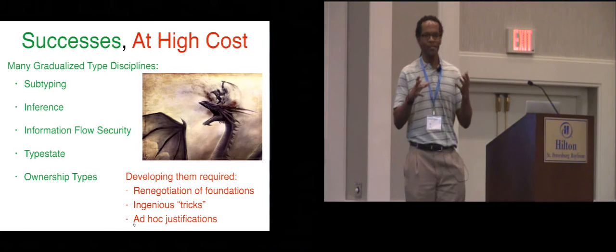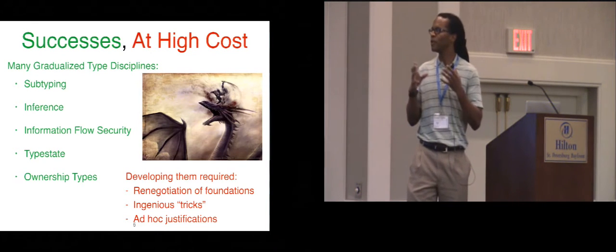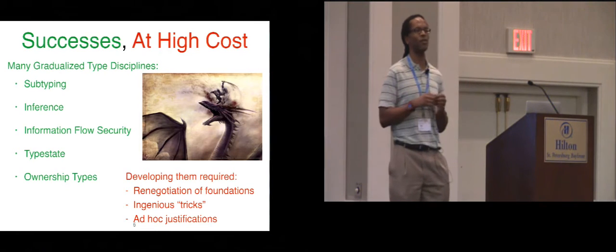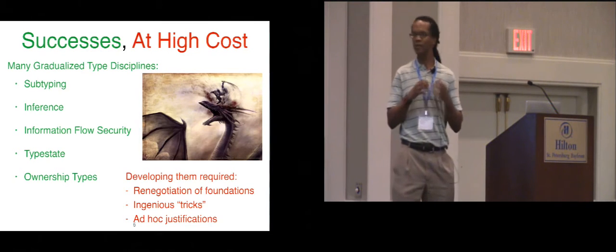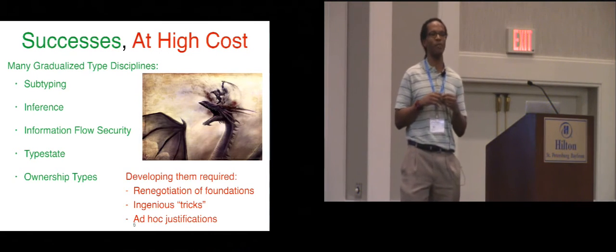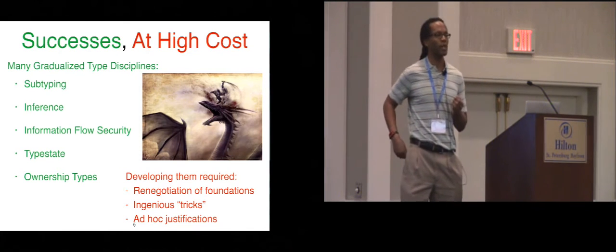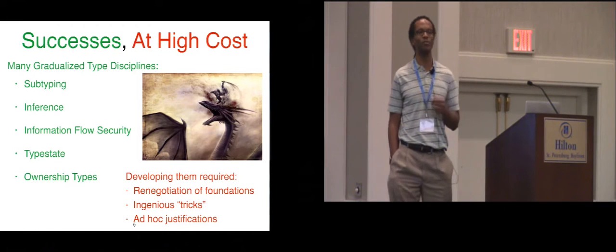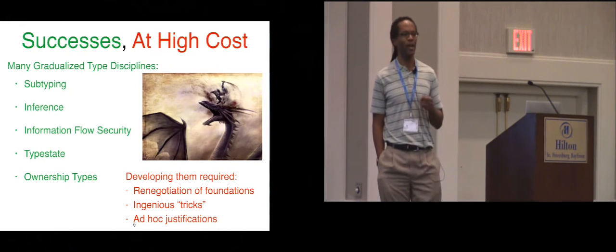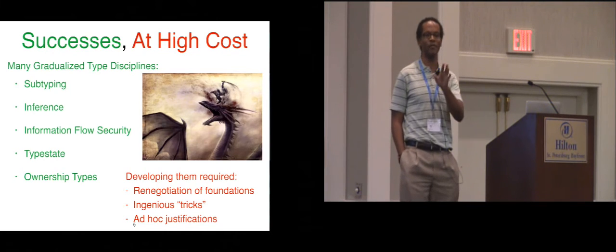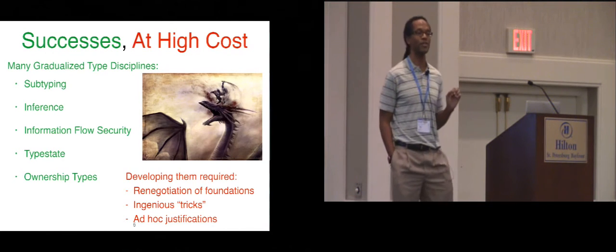But each of these has been achieved at high cost. In many cases, developing these new gradual type systems involves renegotiating the foundations of gradual typing when the prior work doesn't provide enough guidance, developing ingenious formal tricks in order to prove satisfying properties of your language, and providing ad hoc justifications regarding what the connection is between your resulting gradual language and the original static type language.